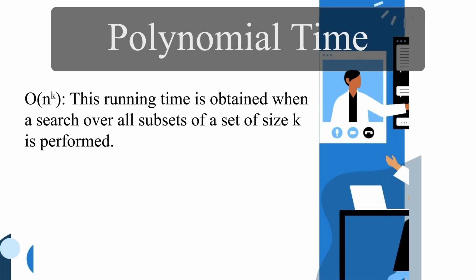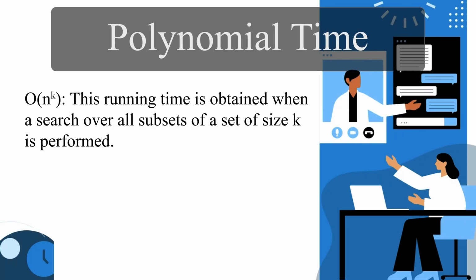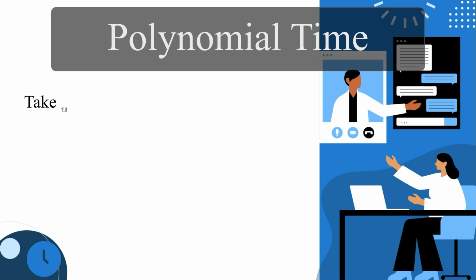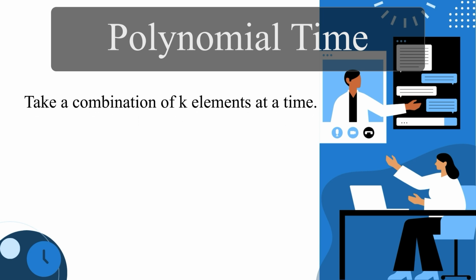Next is the polynomial time. Now, the polynomial time algorithm is obtained when a search over all subsets of a size k is performed. So, you divide it into a number of subsets. Earlier you were dividing it into 2, now you are dividing it into a number of subsets and you are searching on all these subsets. So, first find the distinct subsets of size k of n elements of a set, take a combination of k elements at a time.